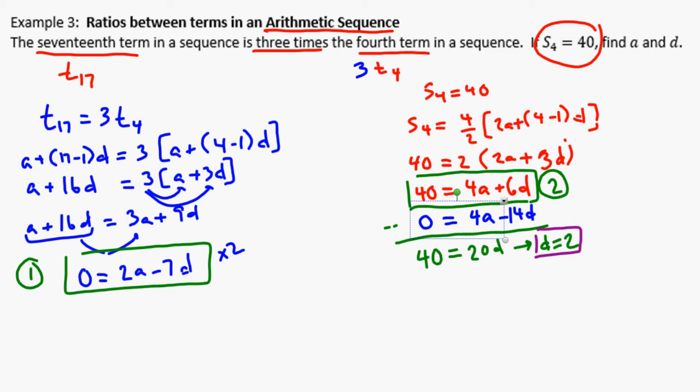But looks like equation 1 is much easier, so we're going to go back over here. And there we go. Let's put them in there.